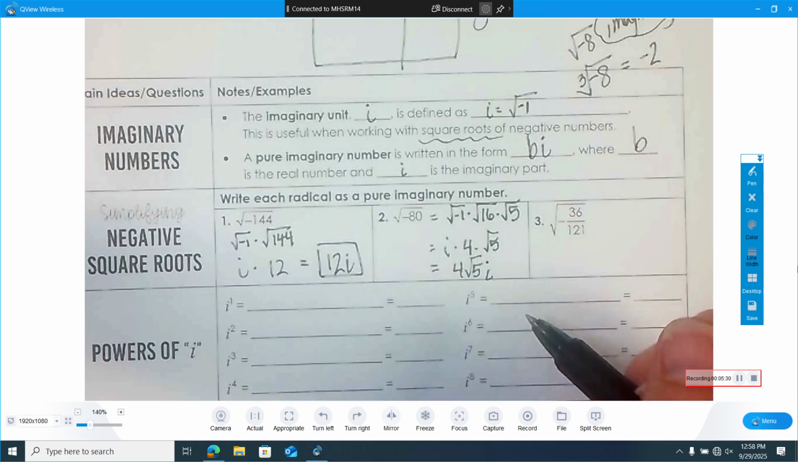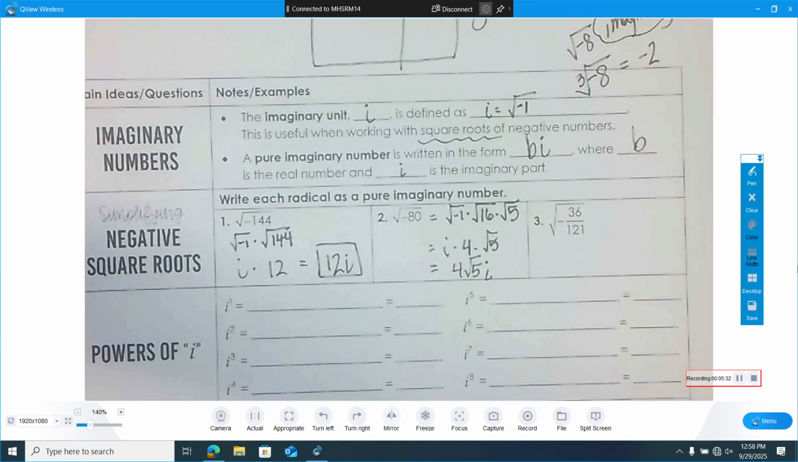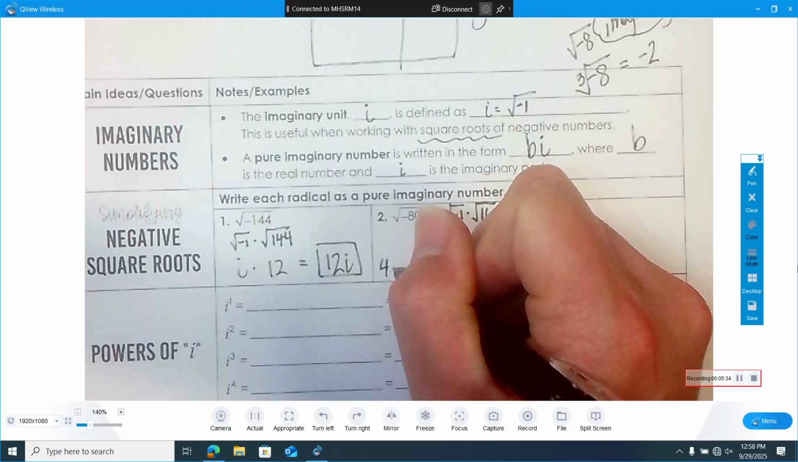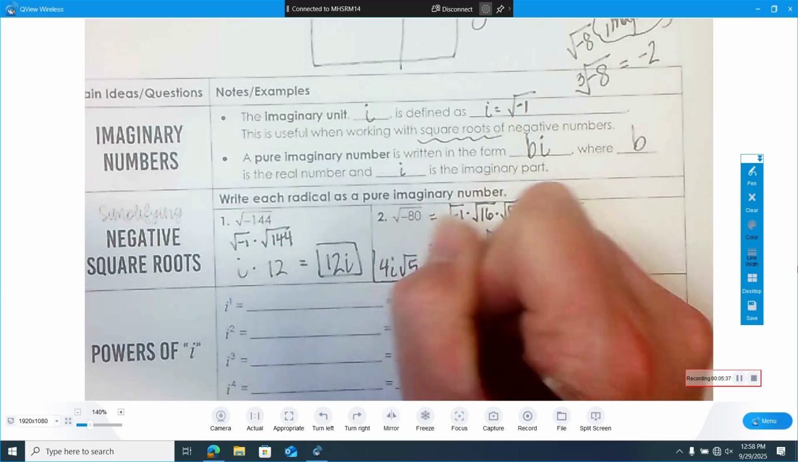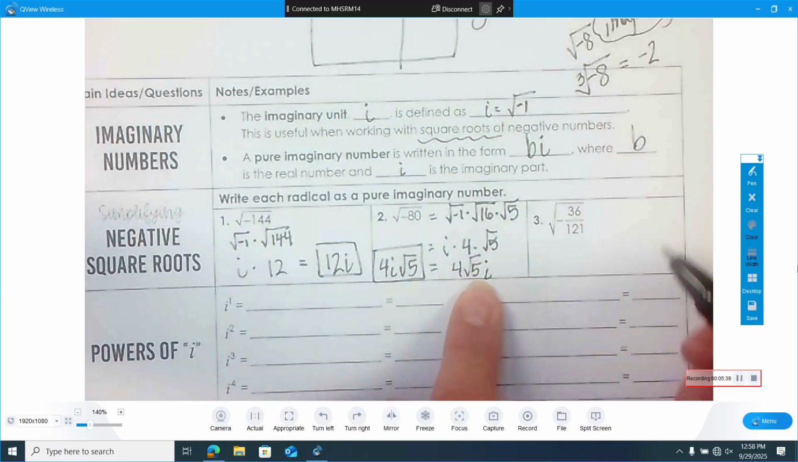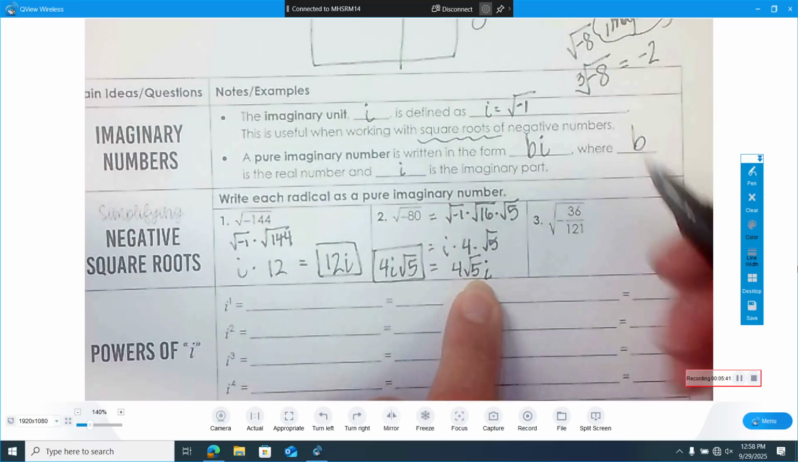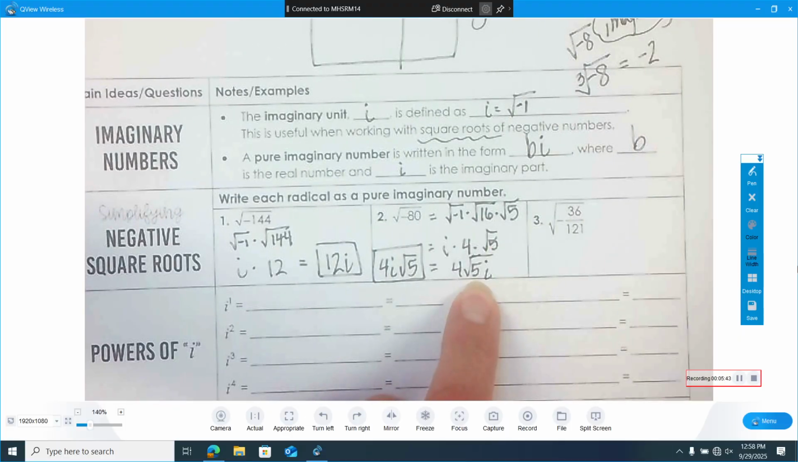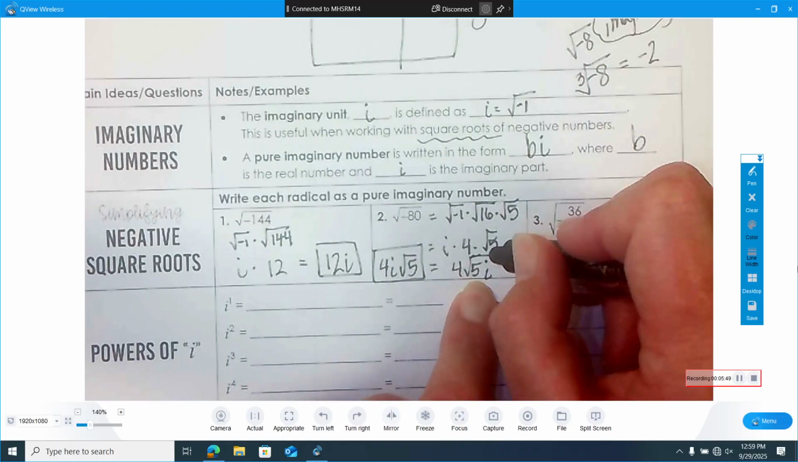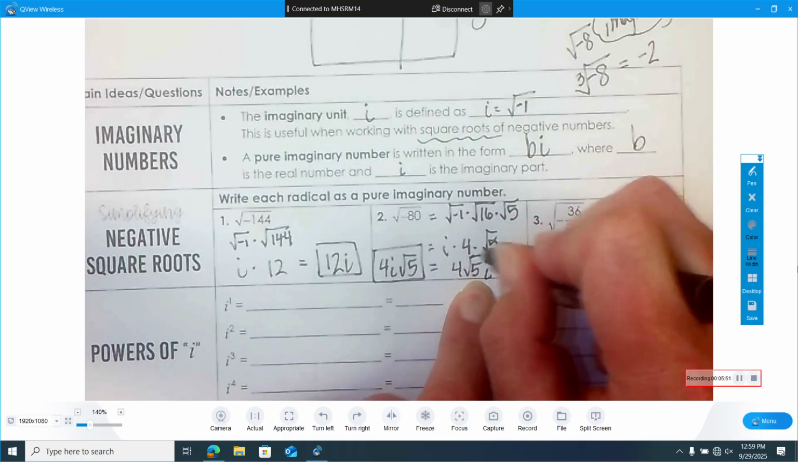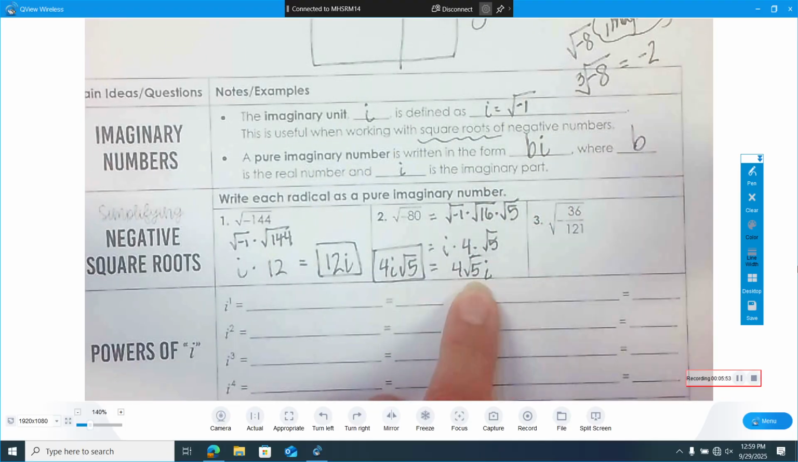Oh, that's okay. Is there another way? 4i root 5. Yeah. So 4i radical 5 is the best way. The other way is okay as well, except if you were to get lazy and you didn't end your square root. You see how that can be confusing? That's why we typically would put the i before the radical. We don't want to be confusing.